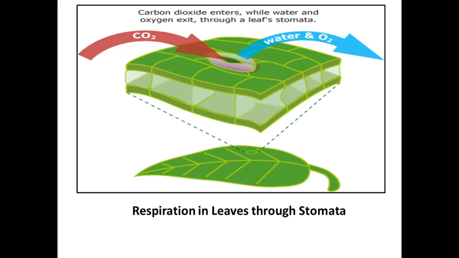See the respiration in leaves through stomata. Carbon dioxide enters while water and oxygen exit through leaf stomata. Why does the carbon dioxide enter and water and oxygen exit? Can you tell me that? See, we are taking oxygen and removing carbon dioxide, but here plants take the carbon dioxide and remove oxygen. Why? Which process? Very good. It is photosynthesis.